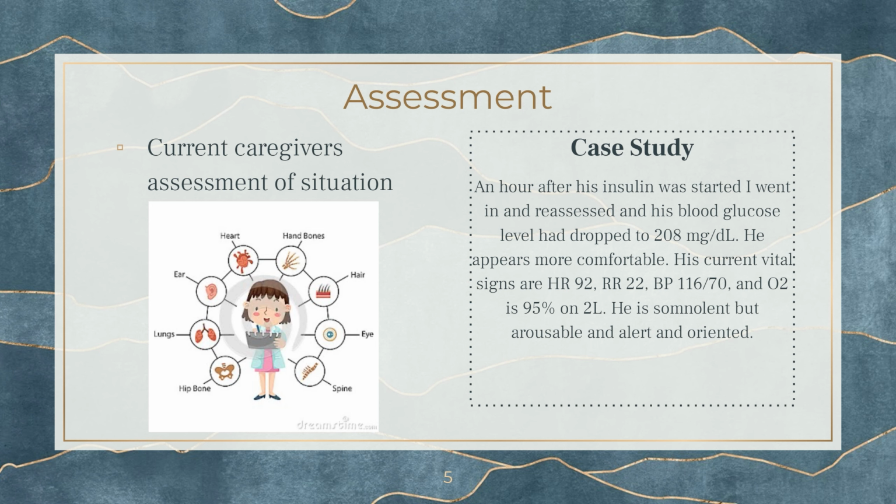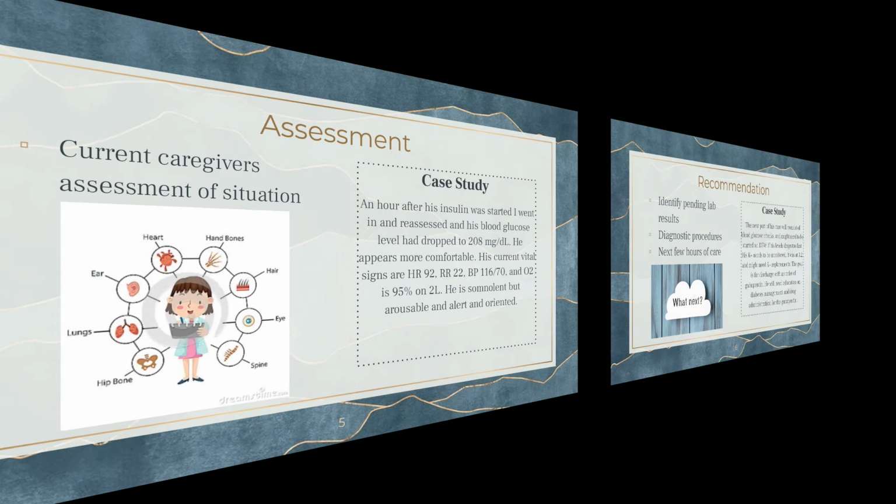An hour after his insulin was started, I went in and reassessed, and his blood glucose level had dropped to 208. He appears more comfortable. His current vital signs are a heart rate of 92, respiratory rate of 22, blood pressure of 116/70, and an O2 of 95% on 2 liters. He is somnolent but arousable and alert and oriented.